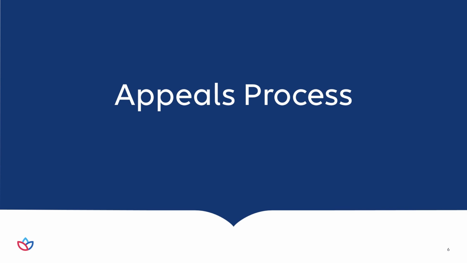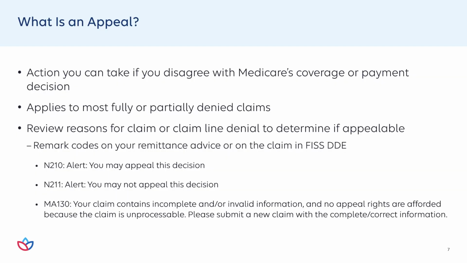All right, so getting started for today, we are going to review the appeals process. So, starting out, we're going to talk about what is an appeal. An appeal is an action that you can take if you disagree with Medicare's coverage or payment decision on most processed claims. A processed claim is considered an initial determination by Medicare, and it results in either a full or partial payment or a denial.